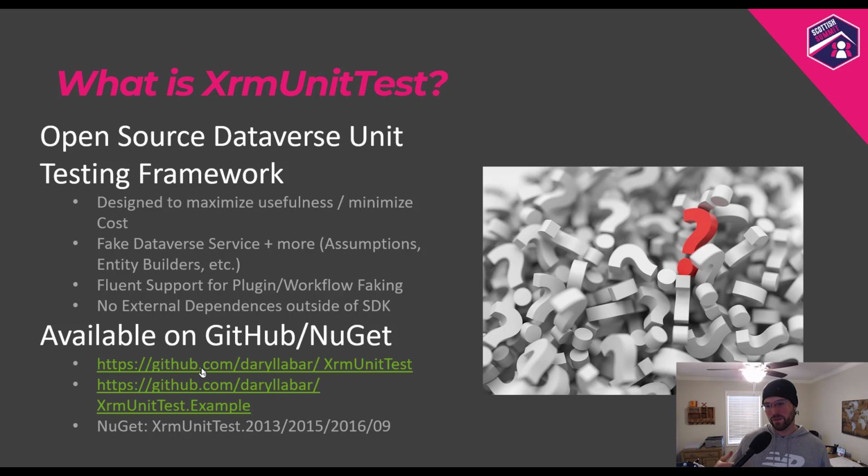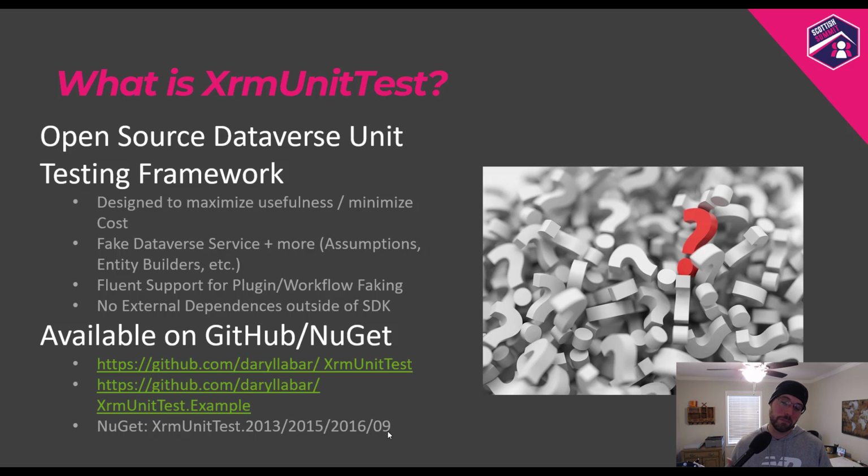So if you've got another framework you're using for mocking, great. You don't have two frameworks competing now; you still have that framework and you have this framework, two different things. It is available on GitHub and NuGet. These are the projects on GitHub. I'm going to be walking through XrmUnitTest.Example today, so you're welcome to download that and follow along if you want. On NuGet, I have versions for 2013, 15, 16, and 09.